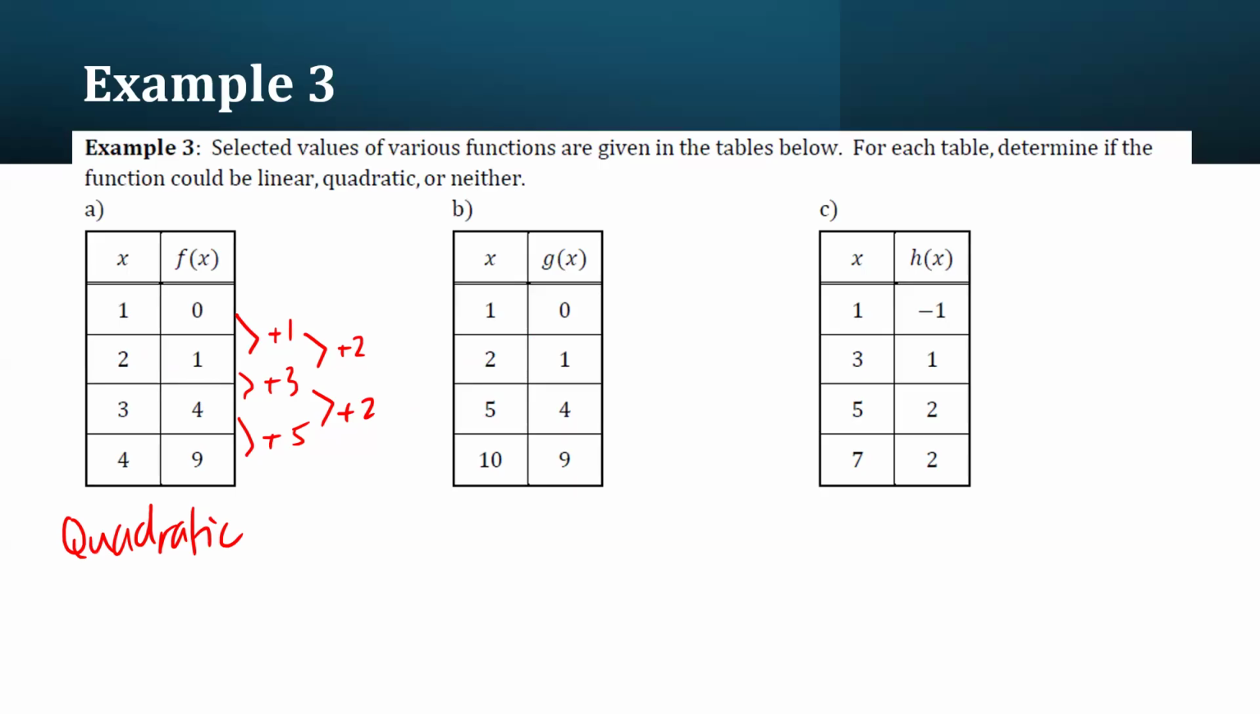It works when the numbers are separated by one unit of difference. It only works in whole number order, like one, two, three, four, five, six, seven, eight, or integers. It can only be one, two, three, four, five. It could be two, three, four, five. It could be five, six, seven, eight.